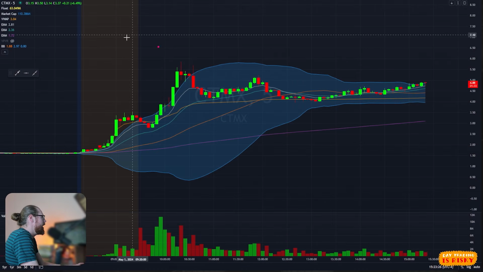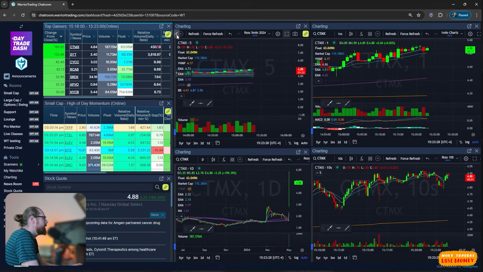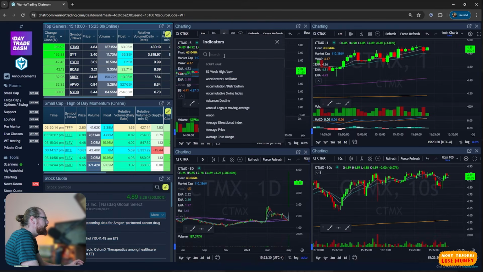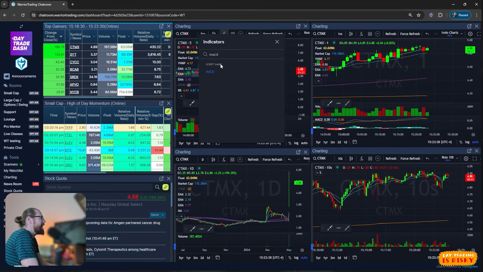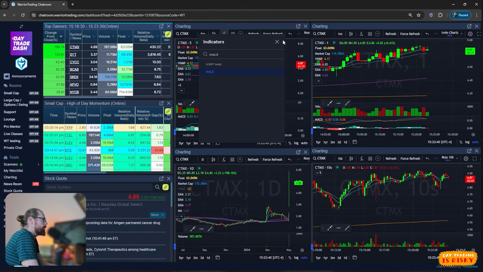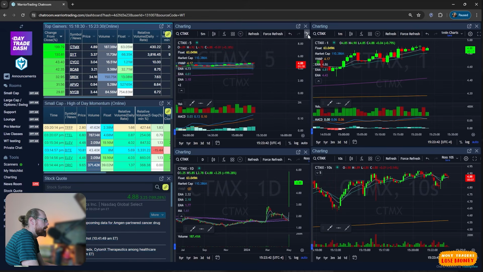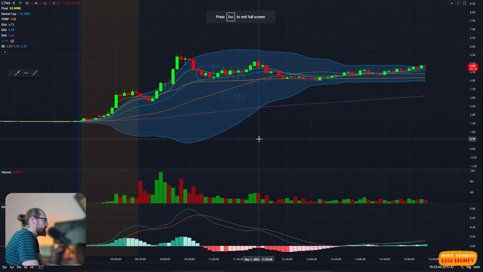So let's go ahead and add MACD to this time frame. We're looking at a 5-minute chart right now, but you can use Bollinger Bands really on any time frame. The 1 minute and the 5 minute are both appropriate. So MACD I primarily use on the 1 minute, but I'll show this to you in any case on the 5 minute. All right, so we're going to go back to full screen here.